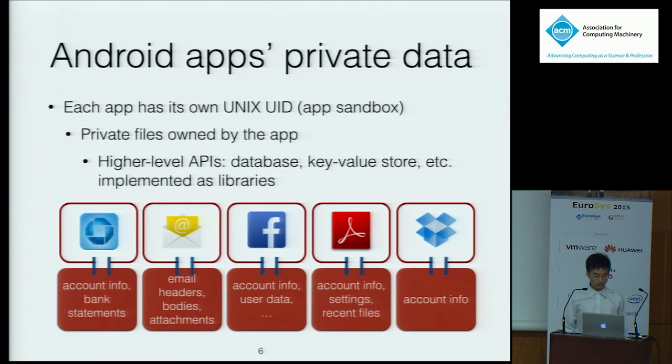Let's take a closer look at Android. In Android, each app runs in its own process with a dedicated Unix UID, and such a process is a sandbox created for this app. The app stores its private data in private files, and the kernel will prevent other apps from accessing them. There are also higher-level APIs, such as the database and key-value store, but they are implemented as user-level libraries. For instance, a banking app stores the user's account information in its private state, and an email app stores the user's emails and attachments in its private state.